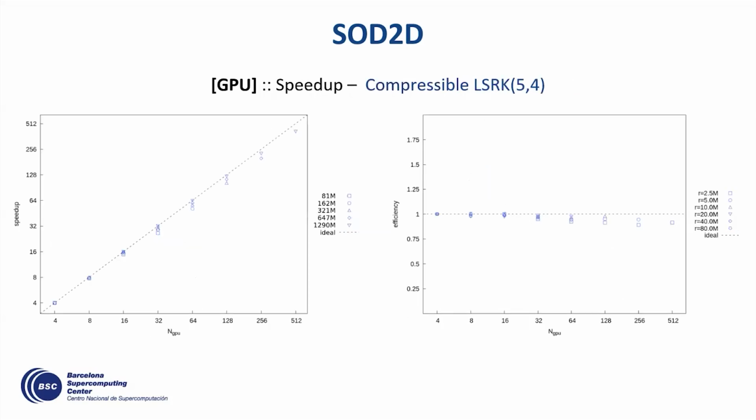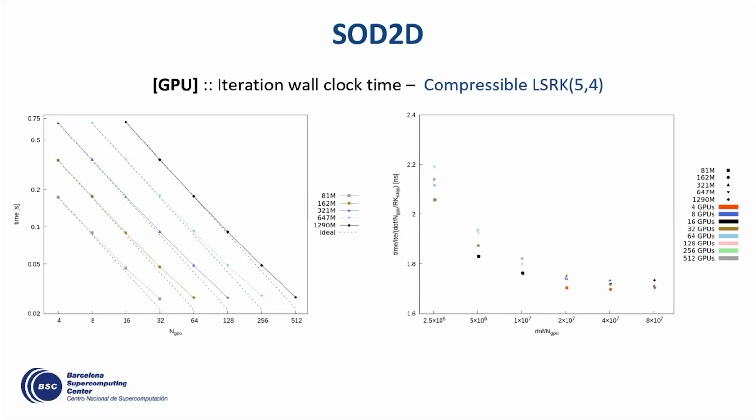And then if we move to the lowest-storage Runge-Kutta of 5 steps, practically the same. We have a really good strong speed up, really good weak speed up. Basically the same conclusion regarding the relevance of the load ratio on the GPUs. Okay, just to note that we are a little bit more efficient.